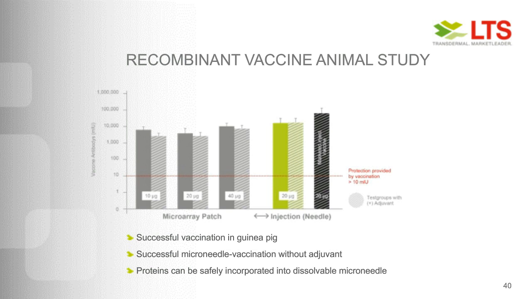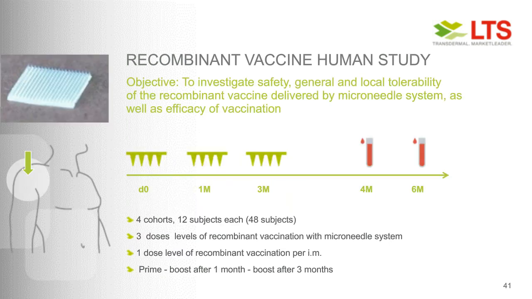What we showed in this case was you can successfully vaccinate a guinea pig without an adjuvant, and that this kind of macromolecular structure can be safely incorporated and manufactured with the manufacturing process you saw before in a dissolvable microneedle. So we counted this as a very big success and went directly into the human study with basically the same product. We applied it at the shoulder, applied a prime boost sequence and took samples for antibody count. I can't completely disclose all the data, but I summarized them.